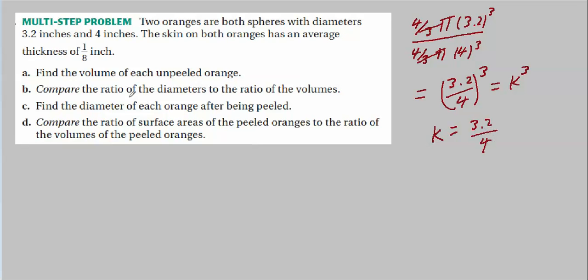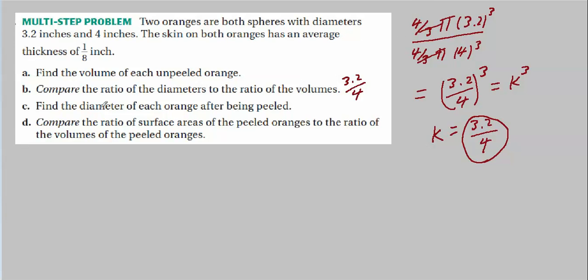Compare the ratios of the diameters to the ratios of the volumes. Well, this would be it, 3.2 to 4, because diameters, that's a linear measurement. All the linear measurements move right along with the scale factor. You could call this the linear scale factor if you like. So 3.2 to 4. That's the answer for the ratio of the diameters.